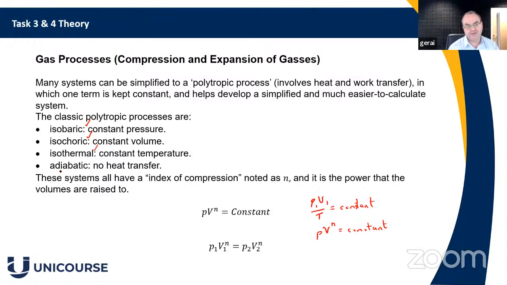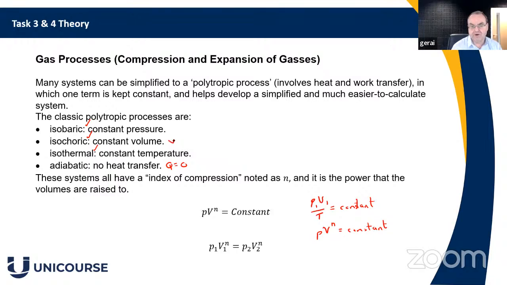And then there's another type of compression or expansion called an adiabatic compression or expansion, where there's no heat transfer. So in this, Q would be equal to 0. In the others, Q isn't 0. It can be a combination of Q and W. Constant volume, there's no work done because the volume doesn't change.